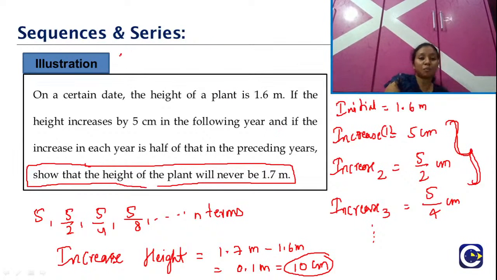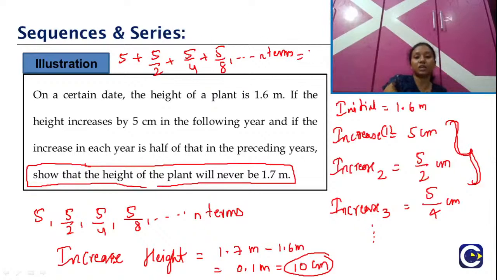That means the sum of the series, that is 5 plus 5 by 2 plus 5 by 4 plus 5 by 8 and so on until some n terms, will be equal to 10. If we could get the exact n value here, then my assumption is correct, which states that the height of the plant reached 1.7 meters. If I couldn't get this n value, that states that my assumption is wrong and it will be a contradiction, which states that the height of the plant will never be 1.7 meters.